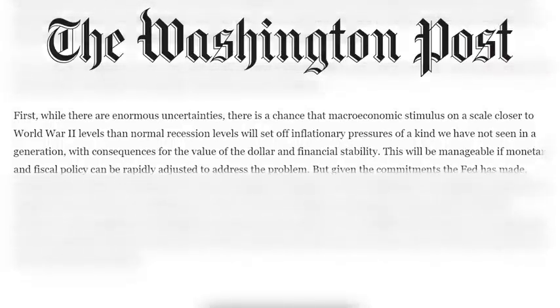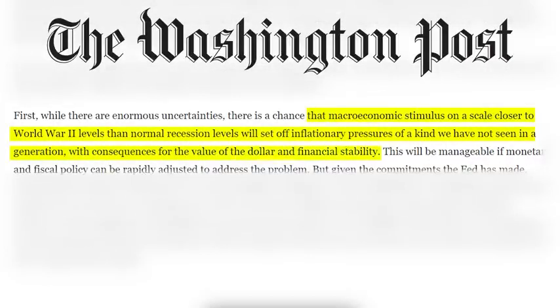According to him, there is a chance that macroeconomic stimulus on a scale closer to World War II levels than normal recession levels will set off inflationary pressures of a kind we have not seen in a generation, with consequences for the value of the dollar and financial stability.